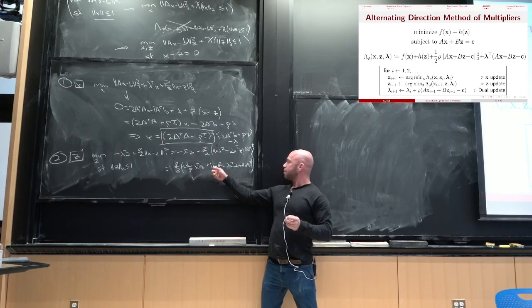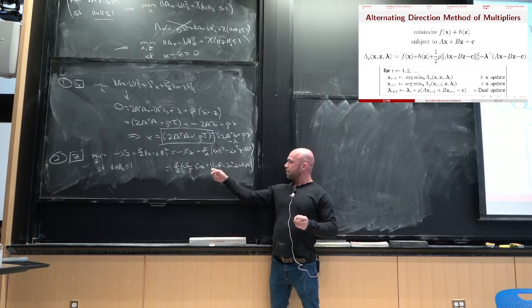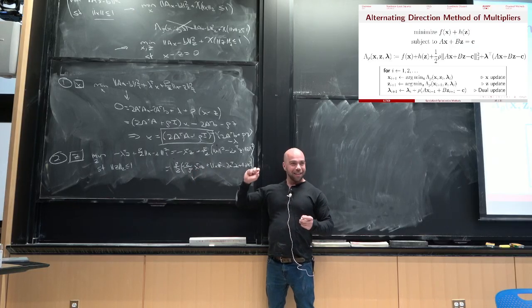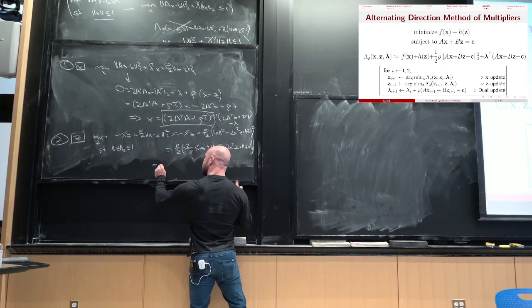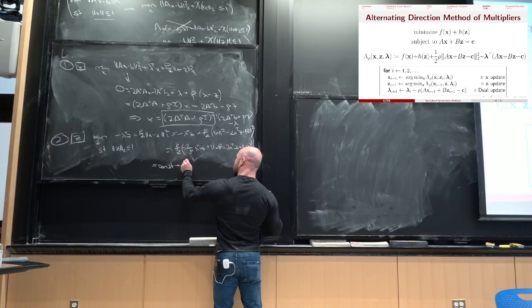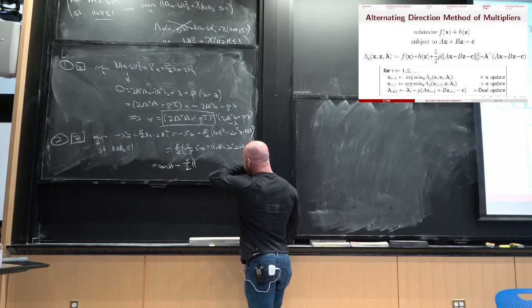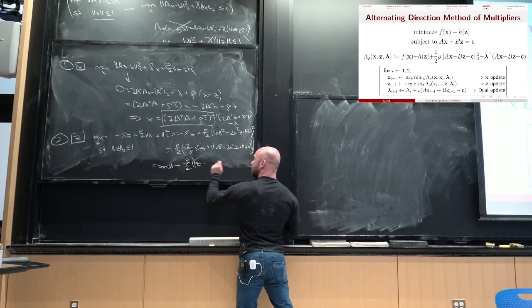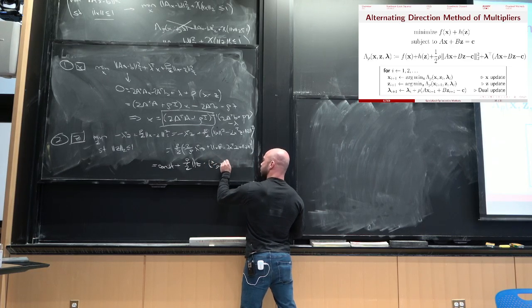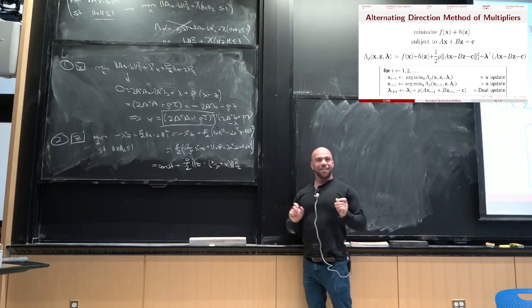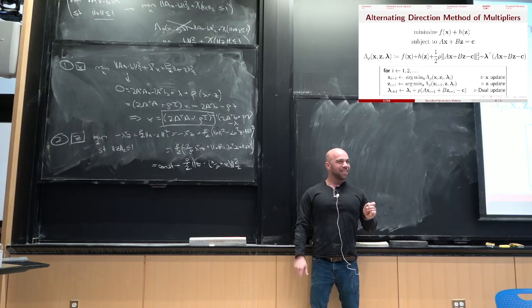Moreover, I can combine these two terms. I've got x dot z and I've got 2 over rho lambda dot z. So in fact, I claim this is some constant plus rho over 2 times the norm of z minus lambda over rho plus x, squared. So, you all agree with me? I'm doing this off the top of my head, so completing the square off the top of my head is a dangerous thing.